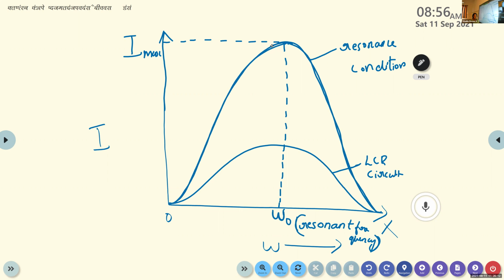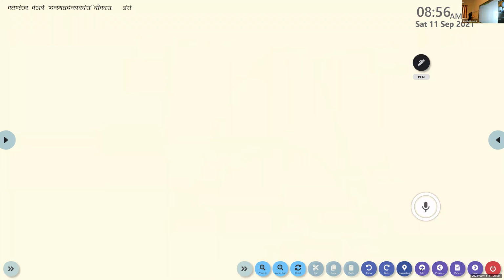So all of you write the next statement. Sharpness of resonance can be determined with the help of quality factor. Sharpness of resonance can be better explained with the help of quality factor, or simply we call it the Q factor.